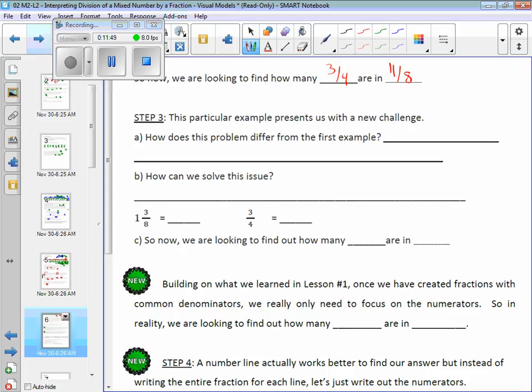How is it different from the first example? Correct. In order to use the number line or model it, you have to have the same denominators. So it's different because the denominators are different.